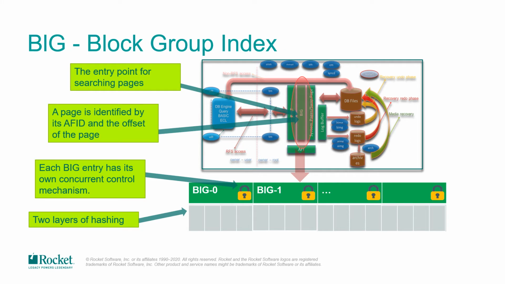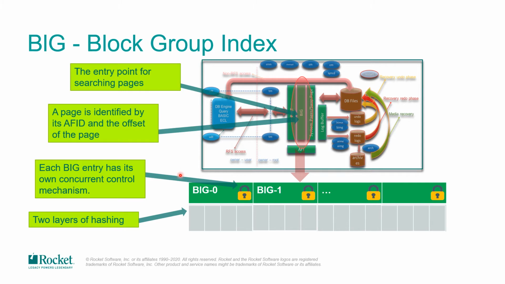The next component is the block group index, the BGI. The BGI is actually the centerpiece of a system buffer. It is used for retrieving and searching pages. A page is identified by its AFID and the offset of the page.